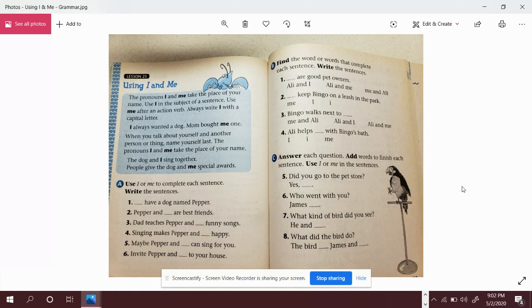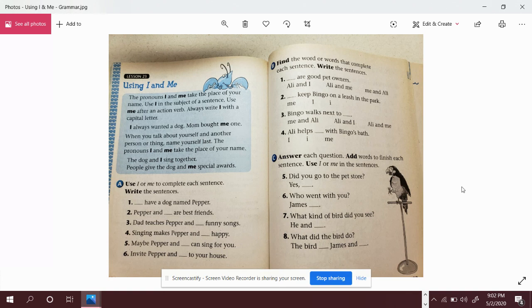And then the next part says, answer each question and add words to finish each sentence. Use I or me in the sentences. You can do this on your own. You do not need to. It is not part of your assignment for today. But did you go to the pet store? Yes, I went to the pet store. So you can come up with your own answer just as a little practice, even just saying it to yourself.